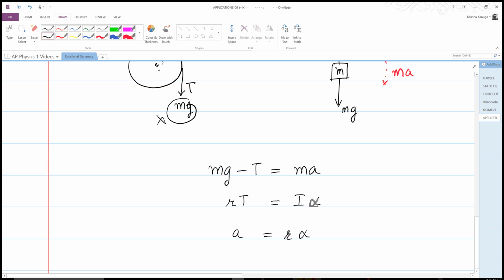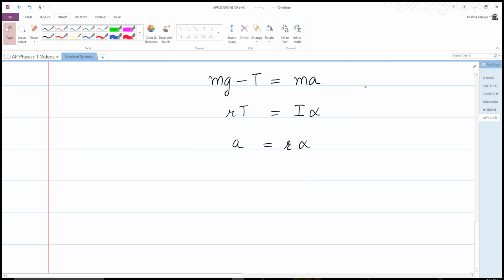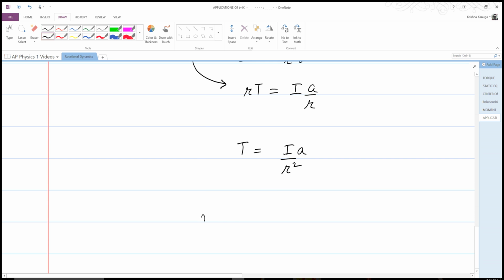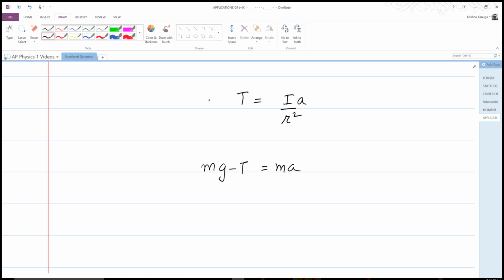So what we'll do is in the second equation, we can replace alpha with a over R. I can rewrite R times T is equal to I a over R, and then we'll divide both sides by R. This ends up giving us T is equal to I over R squared times a. So I'm going to write the other equation down once again, which is mg minus T equal to ma. And it's always useful to write T in this form because you see that I can simply add up these two equations now and eliminate T.